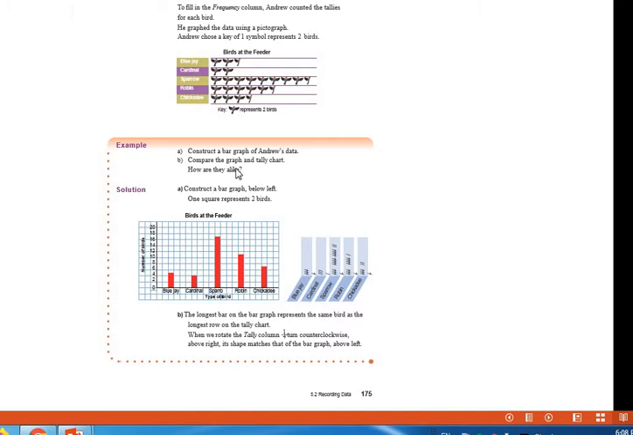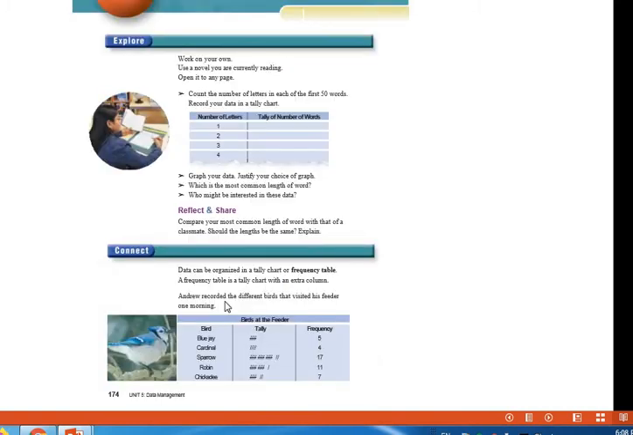Okay, compare the graph and tally chart. How are they alike? Let's do it now. Construct a bar graph. One square represents 2 birds. Let's do it now. After we draw the bar graph here for the blue jay, I remember they were 5. So at 5, then 4. The blue jay were 5, and then the cardinal 4.